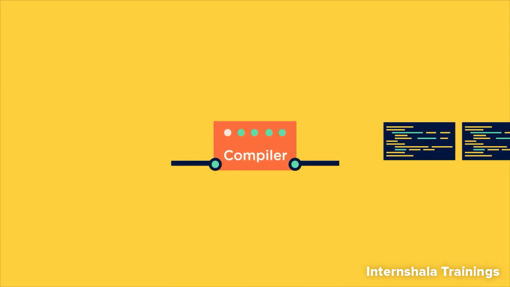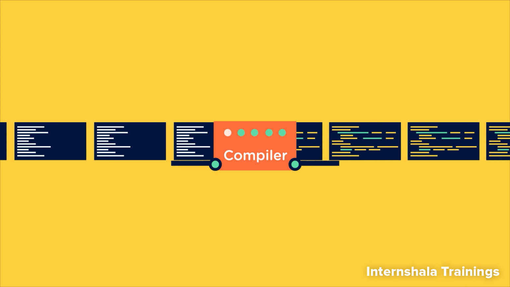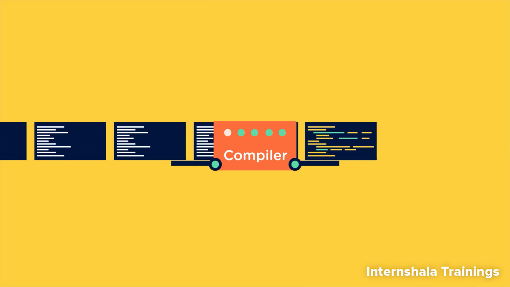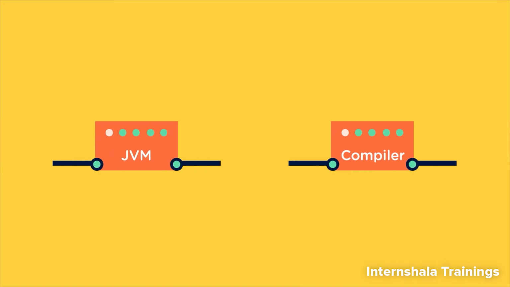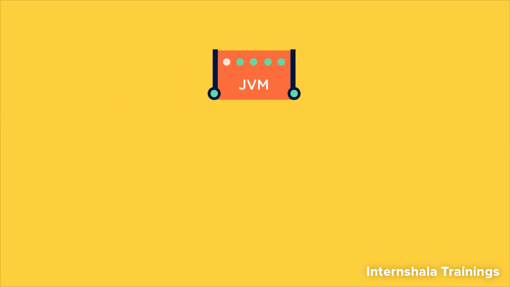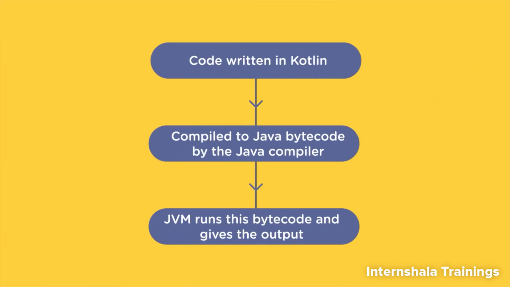A Java compiler converts code written in Java, Kotlin, and other similar languages into Java bytecode. We will see more about the Java compiler in a while. Now, JVM is the machine that takes this Java bytecode given by the Java compiler and executes this code. So, it is like a virtual machine that resides inside our actual machines, computers, laptops, etc., and helps us execute our Kotlin code. This flowchart here shows the process that we just described.